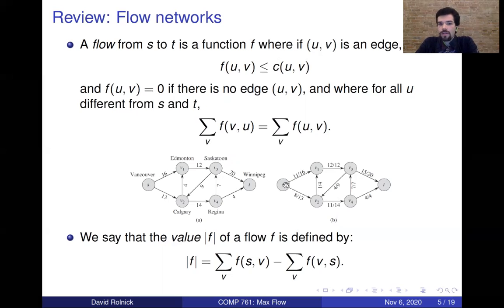But at S, the net outflow is 11 plus 8, which is 19, and the flow into T is 15 plus 4, which is also 19. So the value of the flow is the net outflow from S, which is also the same as the net inflow to T, and anywhere else the net outflow or inflow is 0.